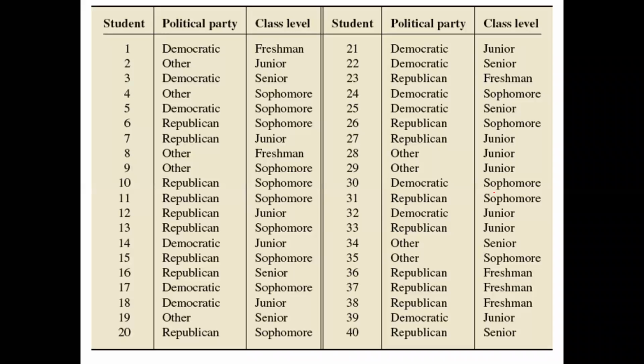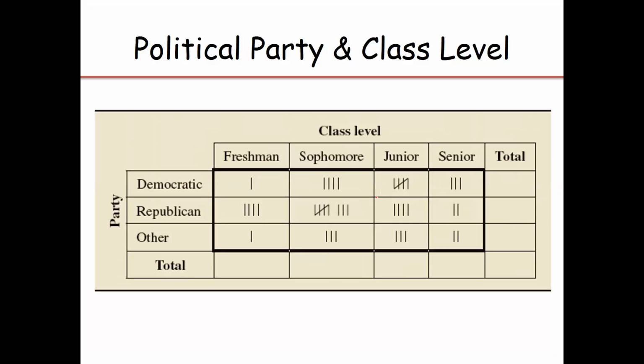The data is represented on the next slide. This is the data, and it indicates that the first student supports the Democrats and is a freshman. The second student is a supporter of another party, not Republican, not Democrat, and is a junior. There are 40 students in the class of Neil Levis, and this data is to be analyzed. So firstly, we have to make a bivariate frequency table of this categorical data, considering the party affiliation on rows and class level on columns, or vice versa. Here the party affiliation is taken on the rows and class levels are considered on the columns.